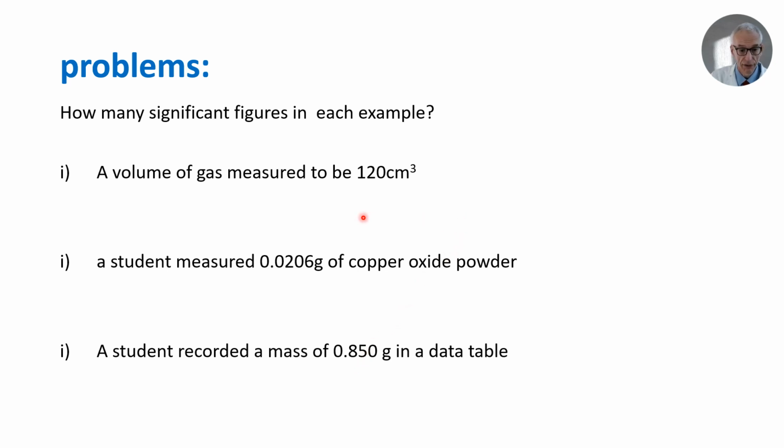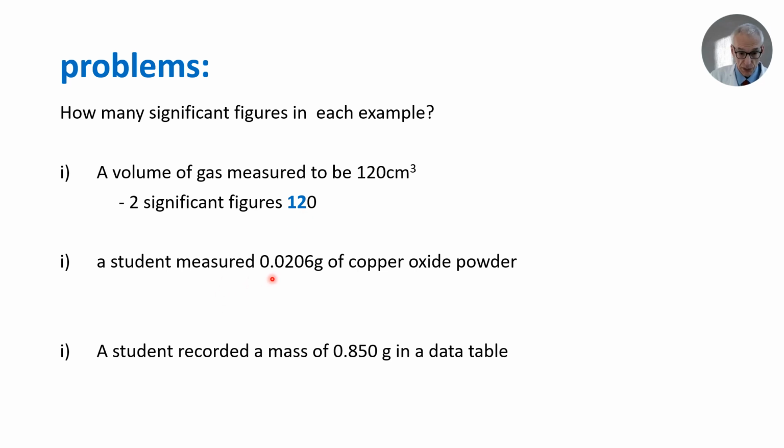Okay, so a volume of gas measured to be 120 centimeters cubed. Well, that's only got two significant figures. There is no decimal place, so the 0 after the numbers is not significant. So two significant figures, the 1 and the 2, the non-zero figures.